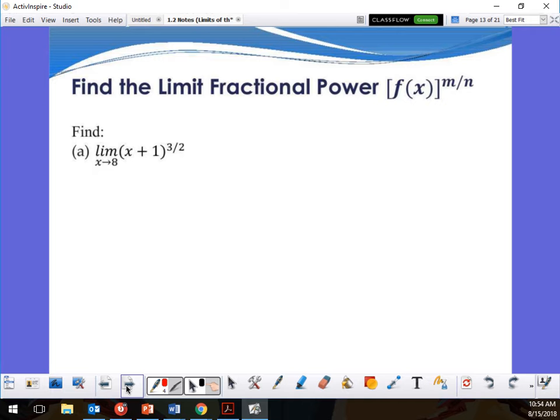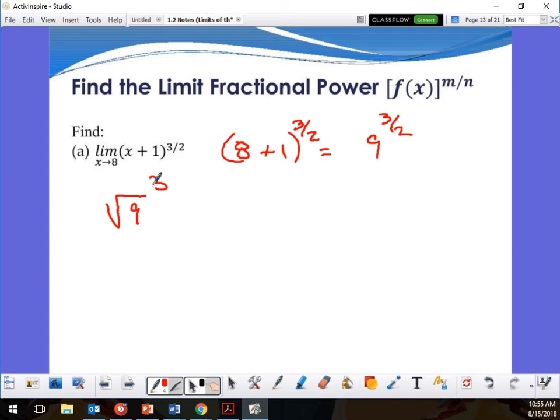All right, let's see. So if I'm going to rewrite this, we're going to end up having the limit as x approaches 8. We plug that in. So it's going to be 8 plus 1, right, to the 3 over 2, which is 9 to the 3 over 2. So that's the square root of 9, to the third power.